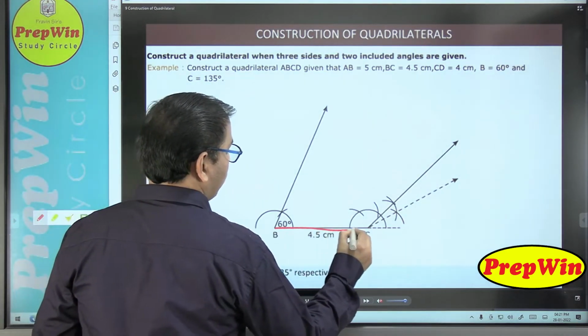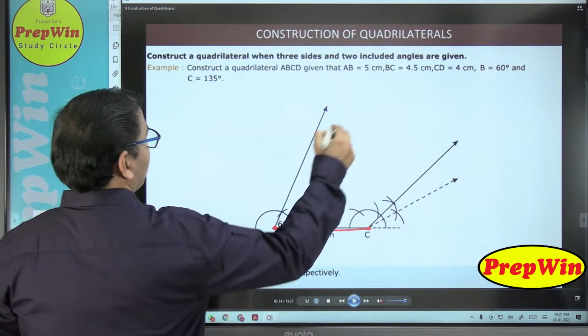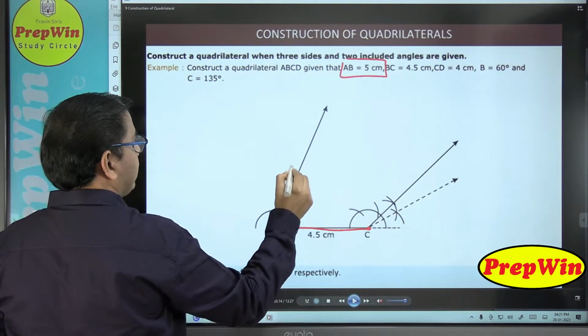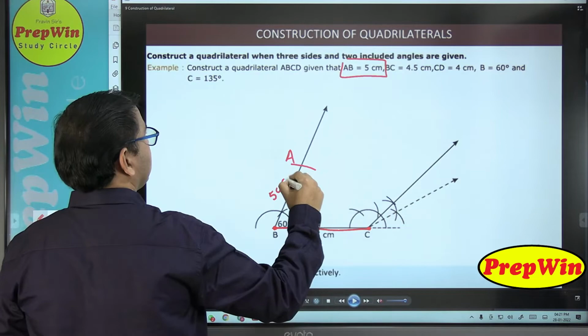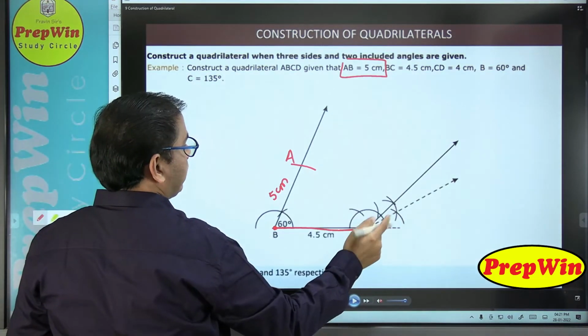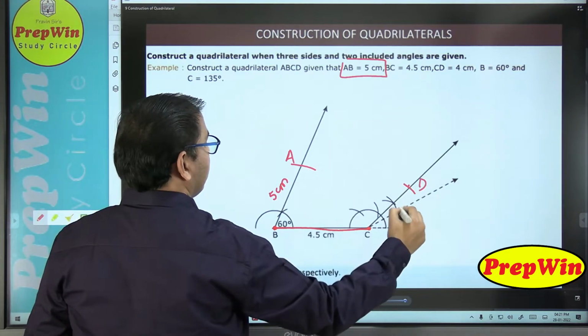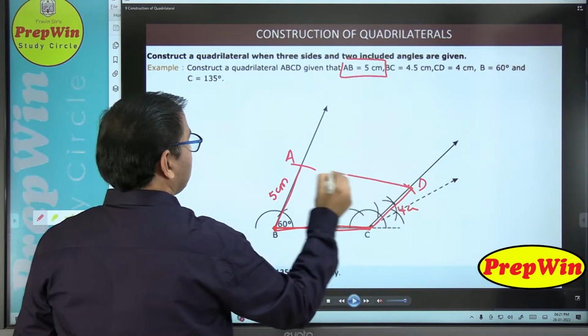Now we have BC. Out of 4 points, we have BC. We want A now. AB is 5 centimeter. So on the compass, you will take 5 centimeter and you will cut here. This is A, AB 5 centimeter. And CD is 4 centimeter. You will take 4 centimeter and you will cut here. This is CD, 4 centimeter. And this ABCD is your quadrilateral.